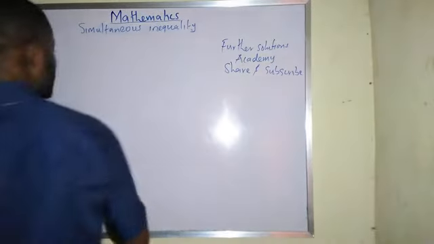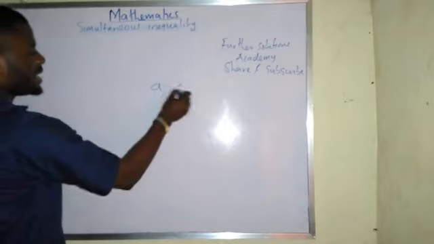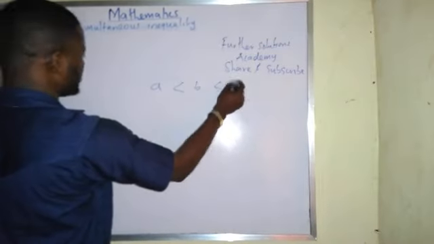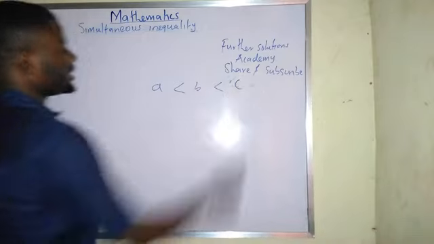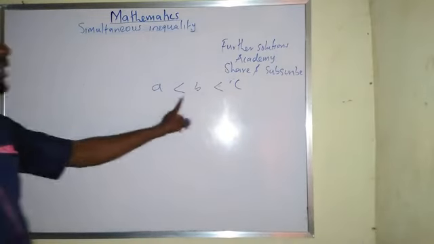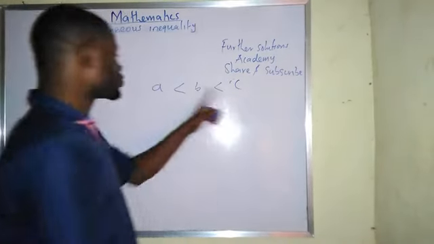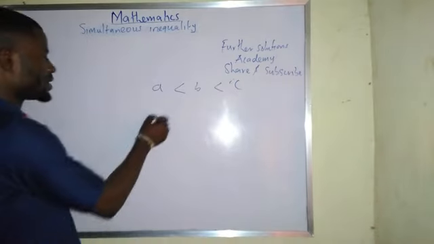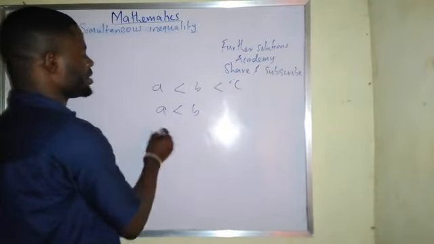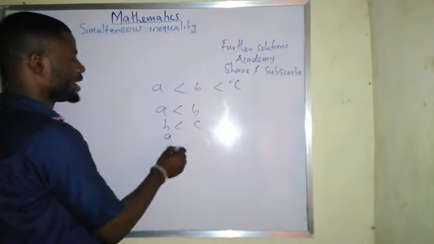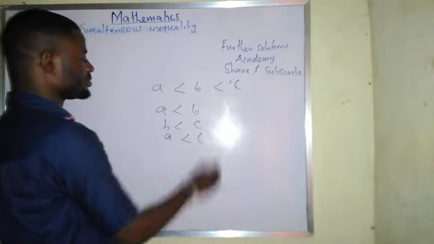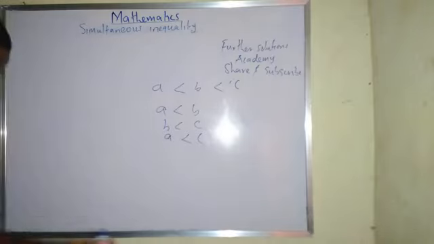For instance, if I have A less than B less than C. Because I have one, two, three, this is 1, 2. I can say that A is less than B, B is less than C, and also A is less than C. That is all about that.